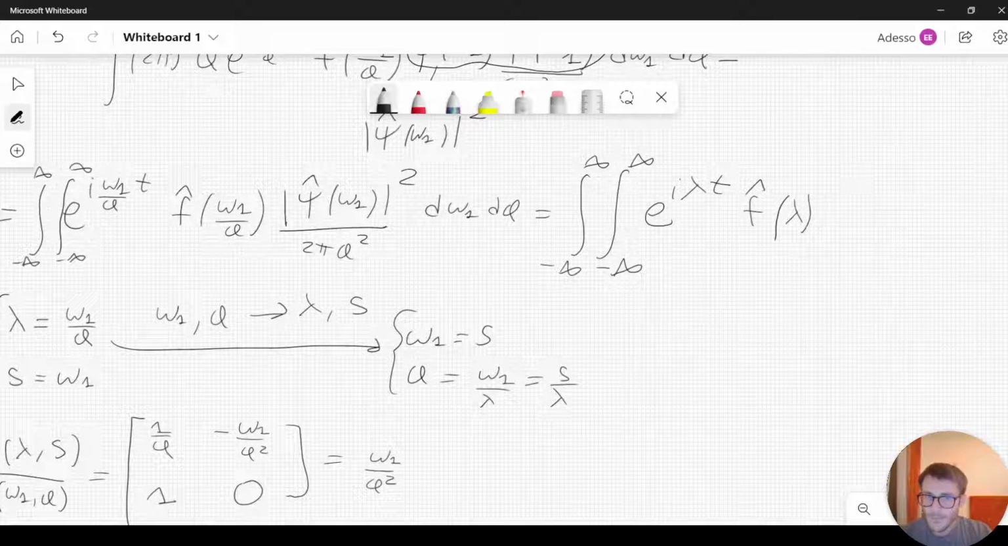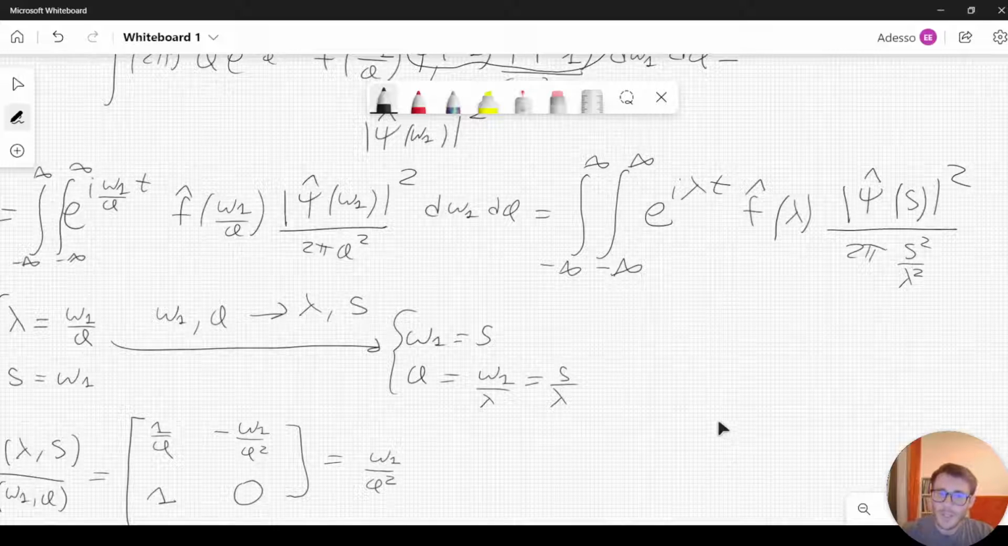Then what do I have? I have mod psi hat of omega_1 is equal to s. So we have the modulus of psi hat of s, squared. We divide by 2 pi a squared, but instead of a, I have to write s over lambda. So I have s squared over lambda squared.